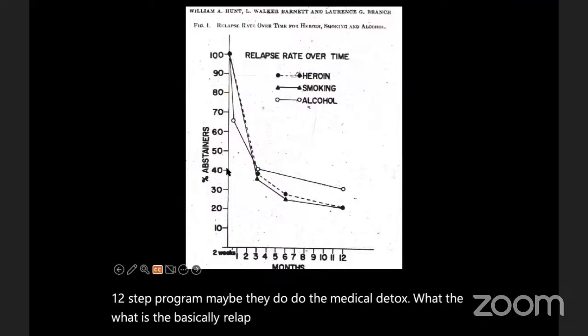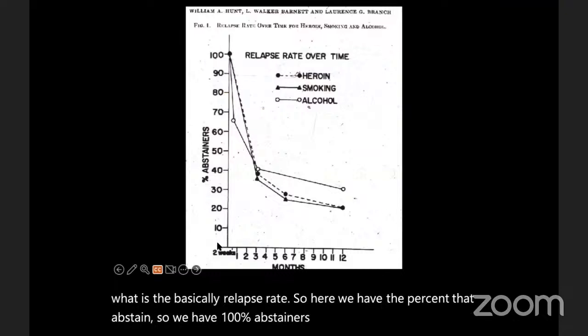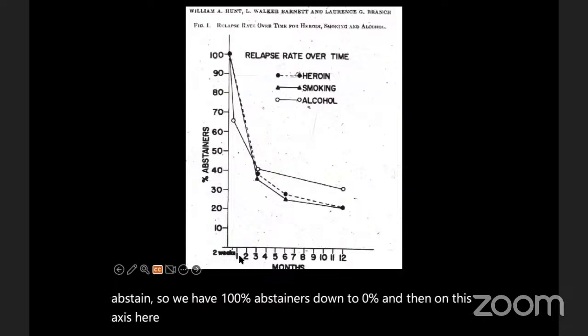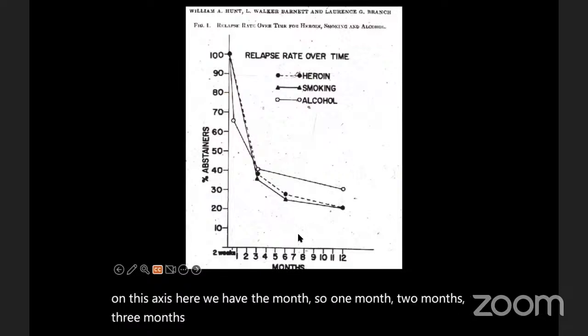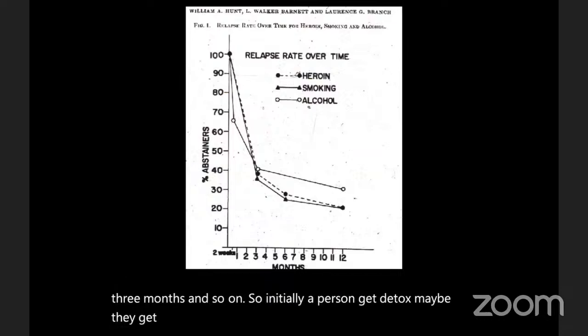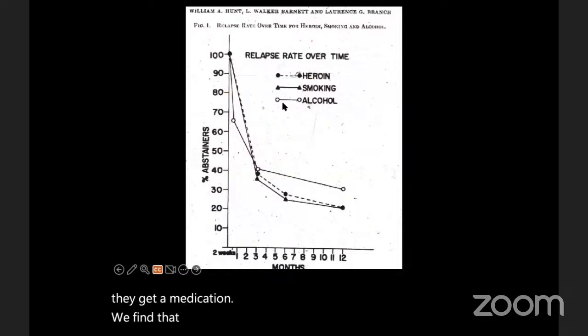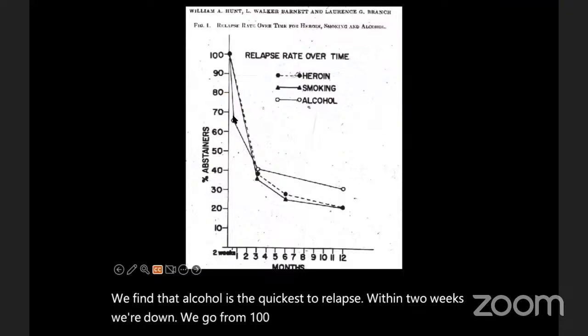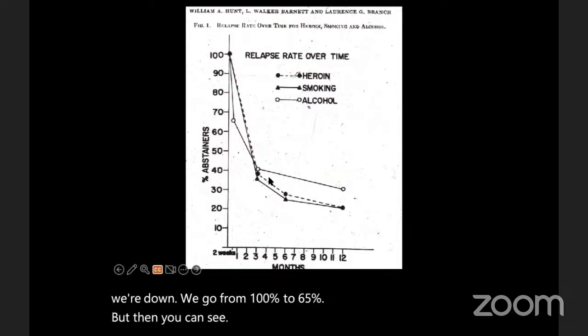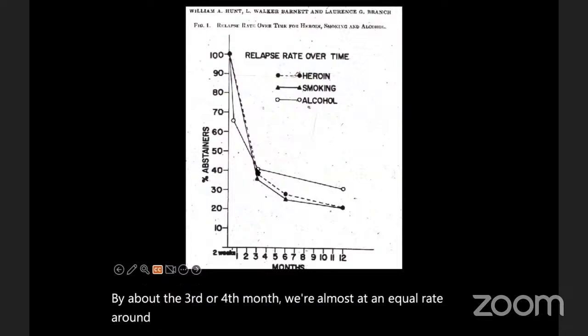What is the basic relapse rate? So here we have the percent that abstained. So we have 100% abstainers down to 0%. And then on this axis here, we have the months, so 1 month, 2 months, 3 months, and so on. So initially a person gets detox, maybe they get a medication. We find that alcohol is the quickest to relapse. Within 2 weeks, we go from 100% to 65%. But then you can see by about the 3rd or 4th month, we're almost at an equal rate, around the 40% mark.